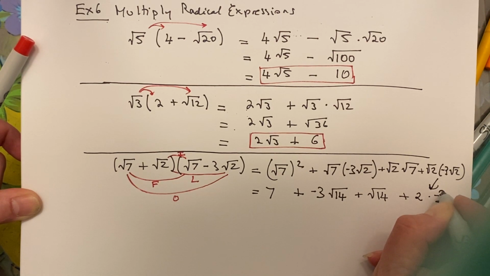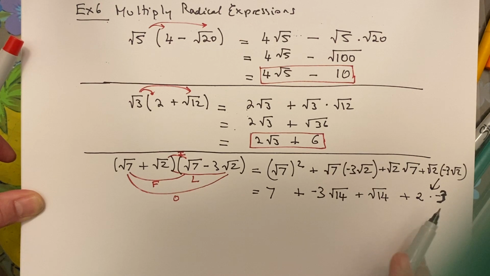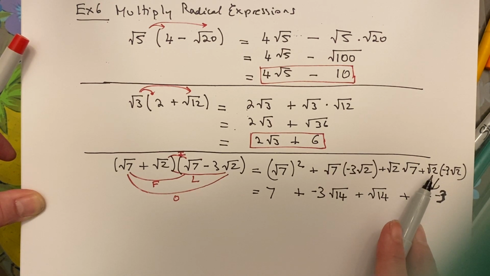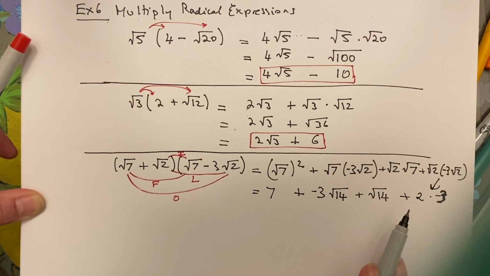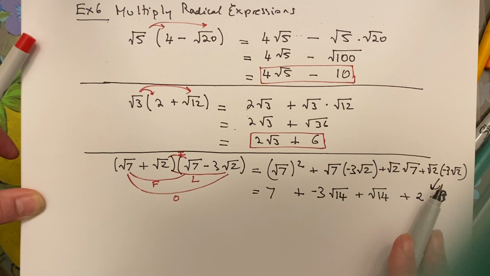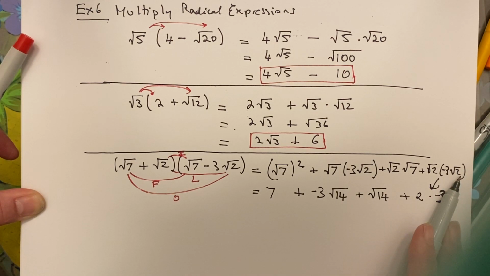Let me draw this so it's a little neater. Again, the reason I'm getting 2 is I've got the square root of 2 times the square root of 2, correct? So square root of 2 squared, just like the square root of 7 squared here. Because I get the square root of 2 squared, the result is going to be just 2, because the square root of 2 squared is square root of 4, and square root of 4 is 2. But it's still multiplied by negative 3.